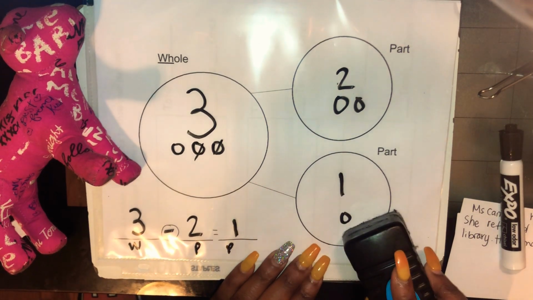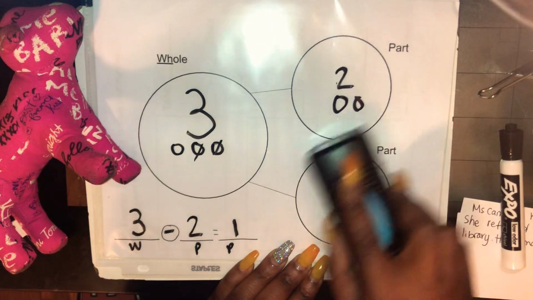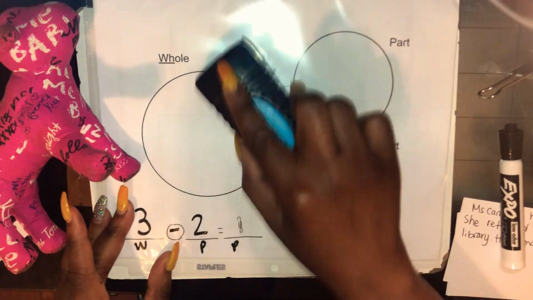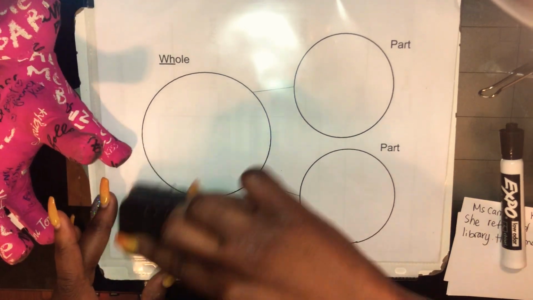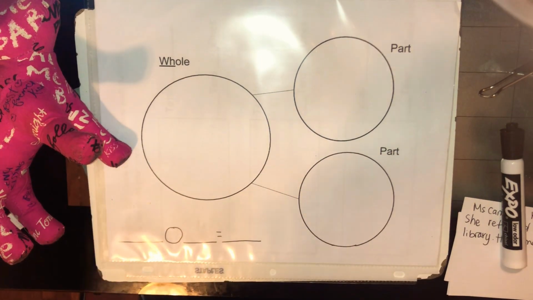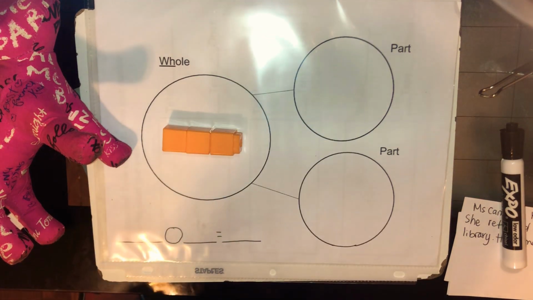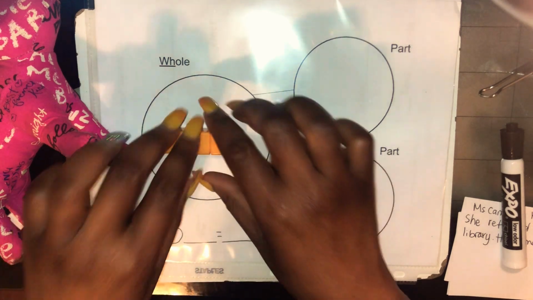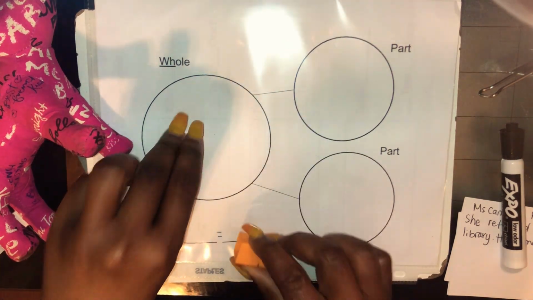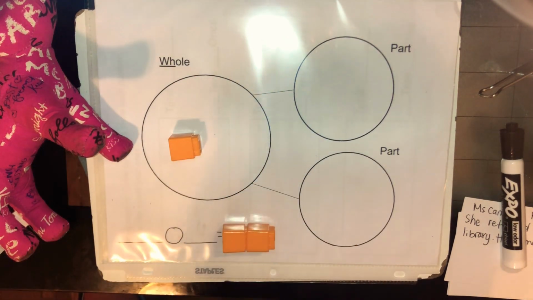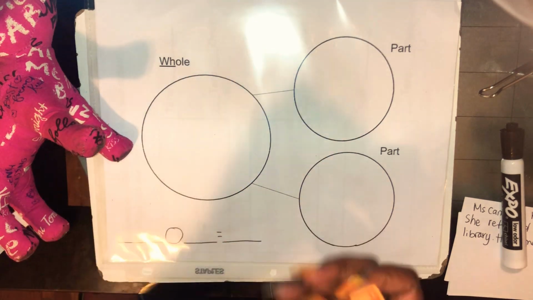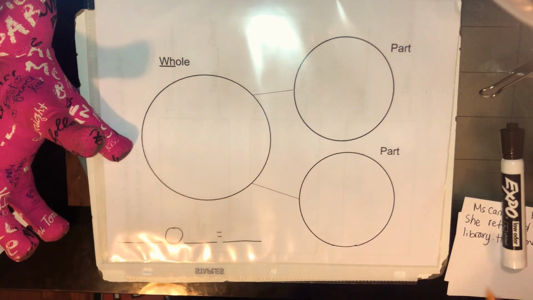All right, let's try another one together. Oh, I forgot to show you with my cubes. So let me just show you quickly with my cubes. So if I have 3 books and then I return 2, then I am left with 1. All right? So you can use your cubes if you want to show that way too.